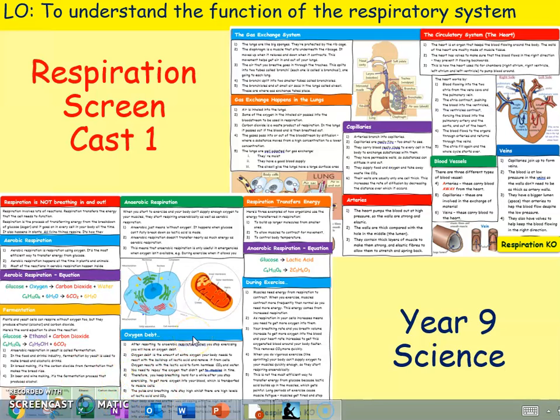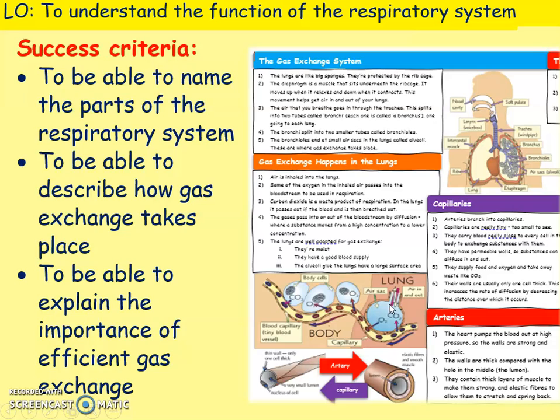So hopefully you will have in front of you your knowledge organisers and your question sheet for this session. Going through this screencast will hopefully help you answer all of your questions on your sheet. Your success criteria for today is to be able to name the part of the respiratory system, to be able to describe how gas exchange takes place, and to be able to explain the importance of efficient gas exchange. You will need this part of your knowledge organiser to help you along.